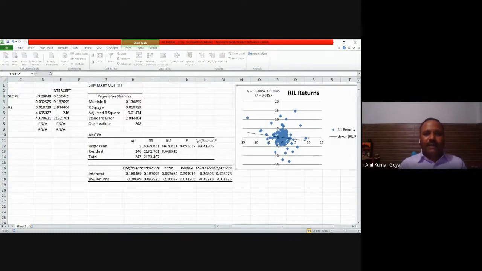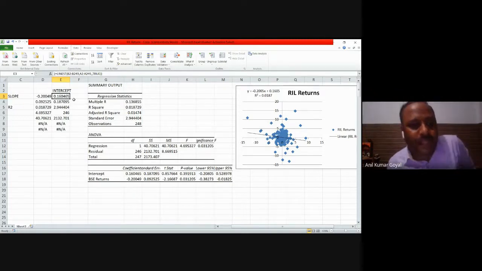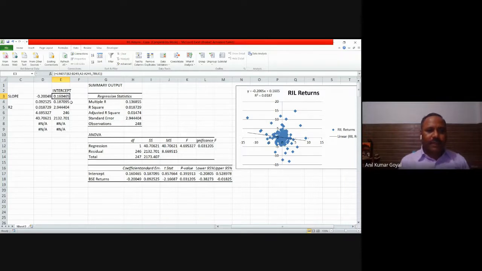So I have received R square 0.0187 here, and in this case also R square 0.0187. What is the intercept value? Intercept 0.1604, 0.1605 rounded off, and in this case also 0.016465. So the same values I have received. I have received the values of standard error also, 0.187 this value. So I can calculate, this is the standard error.